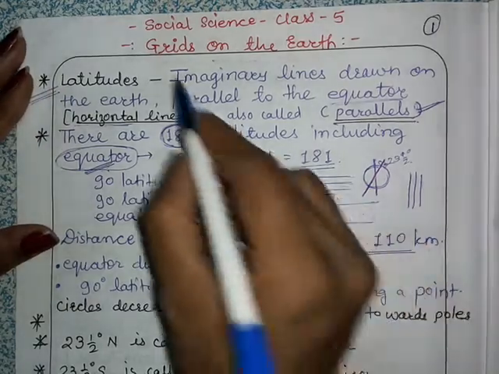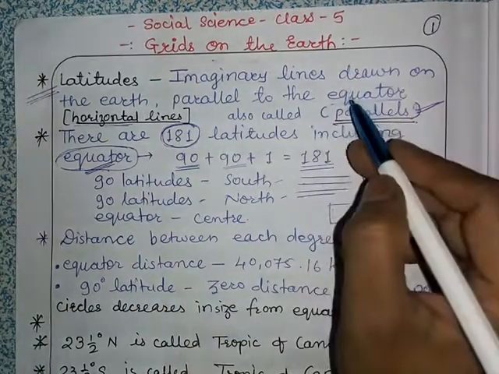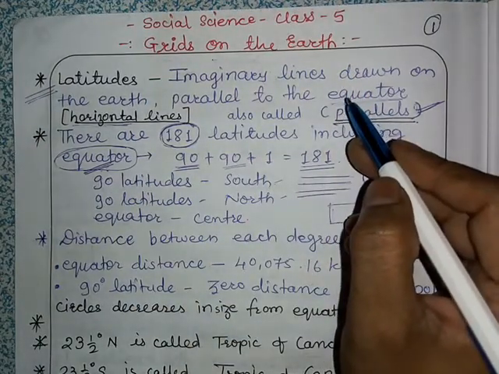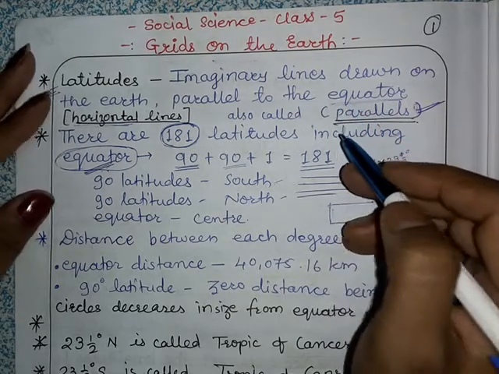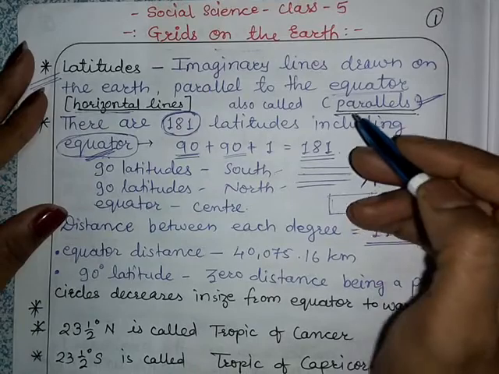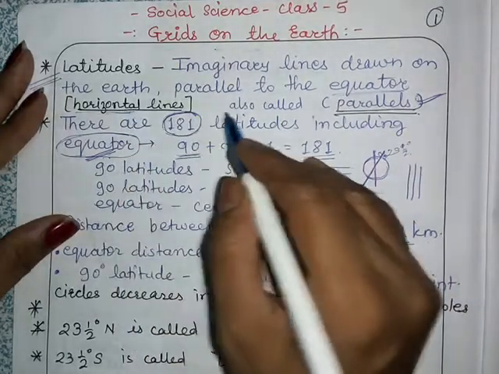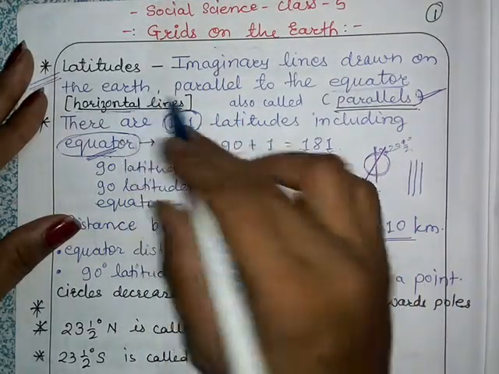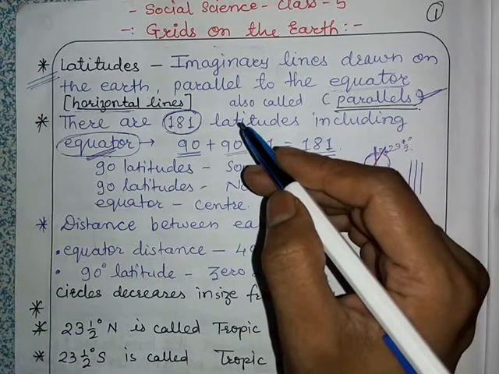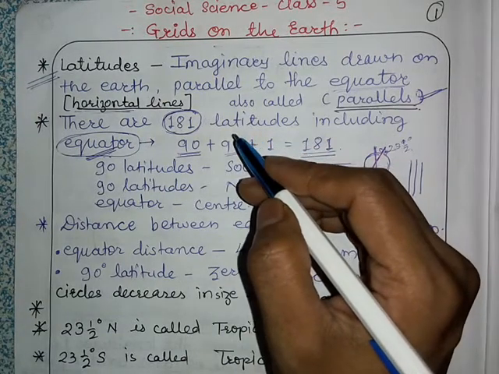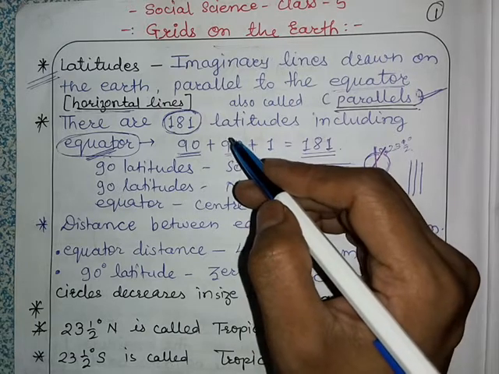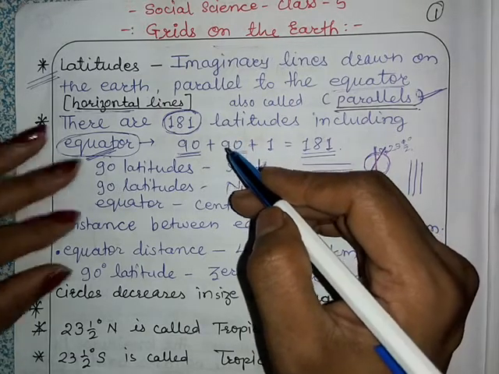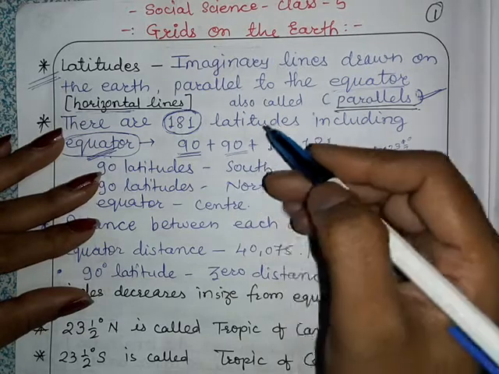Okay, so today's topic is grids on the earth. We have already talked about the globe, and you know what a globe is. It is an exact model of the earth. You have seen lines on the map, and on the globe also there are some lines. These lines are lines of latitudes and longitudes. We are going to read about that.